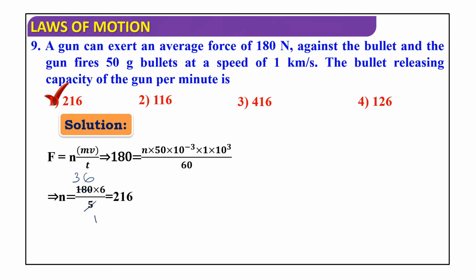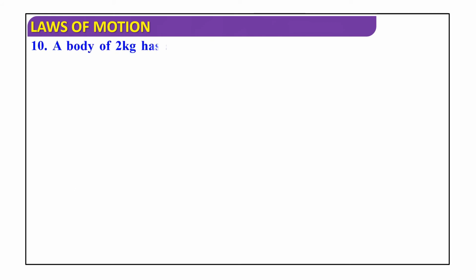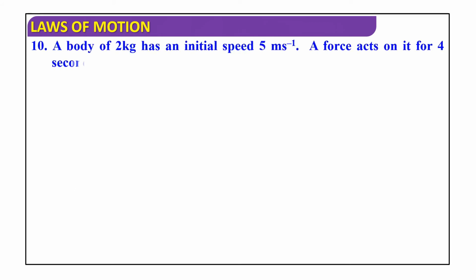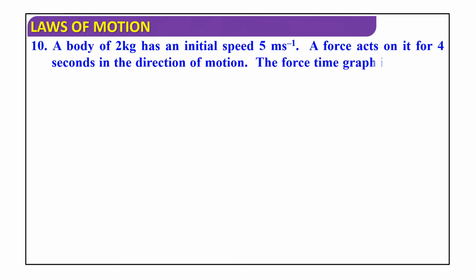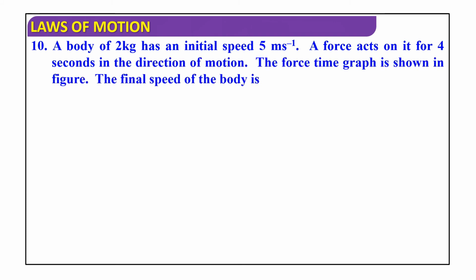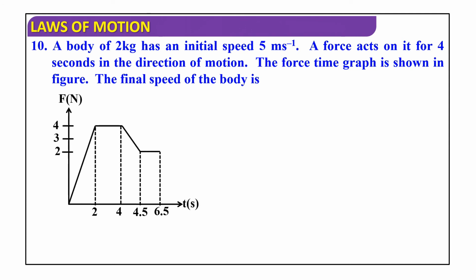Okay. Next. A body of 2 kg has an initial speed of 5 meters per second. A force acts on it for 4 seconds in the direction of the motion. The force time graph is shown in the figure. The final speed of the body is... here we have to calculate the speed of the body from this graph.